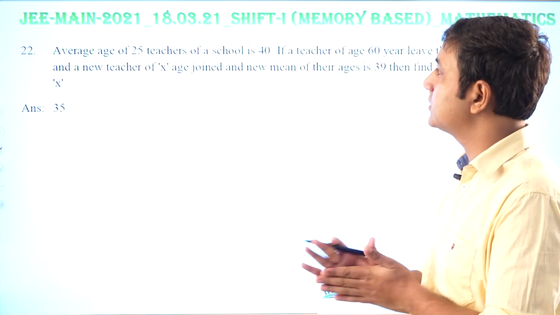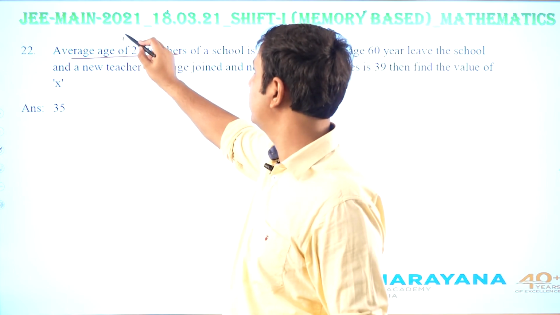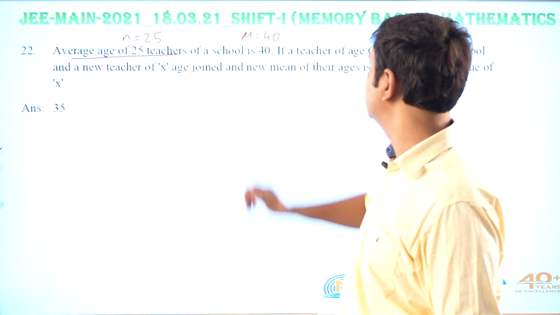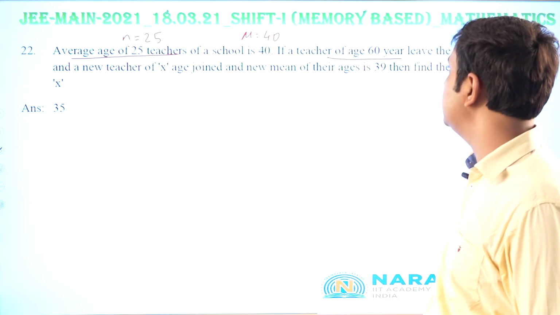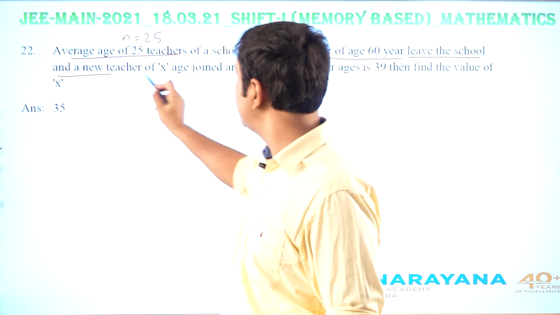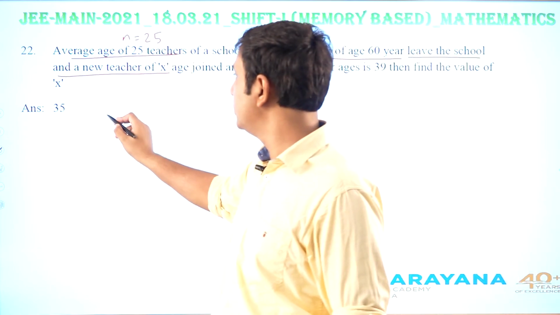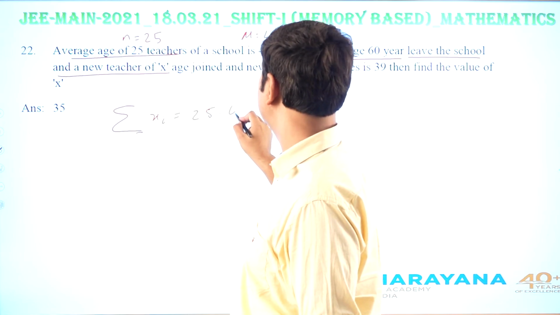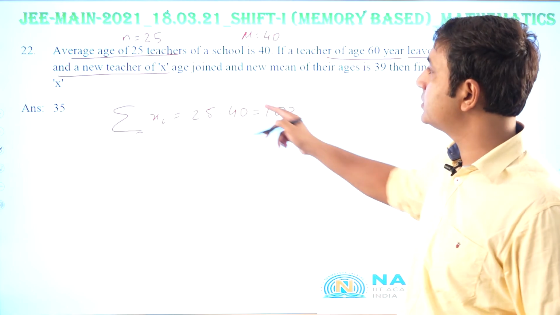Now, this question is on extra syllabus. We have average or mean of 25, that is n is equal to 25. 25 data is there, and the mean mu is 40. No problem? And out of those 25 observations, one of the observations is 60. Then if we remove that observation and add a new observation of x, how will the sum change? The sum now is n into mu, summation xi is 25 into 40, which is how much? 1000.